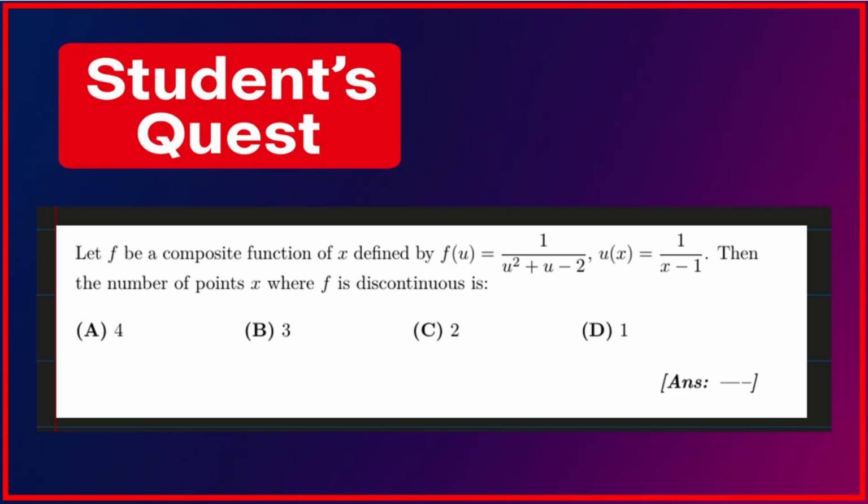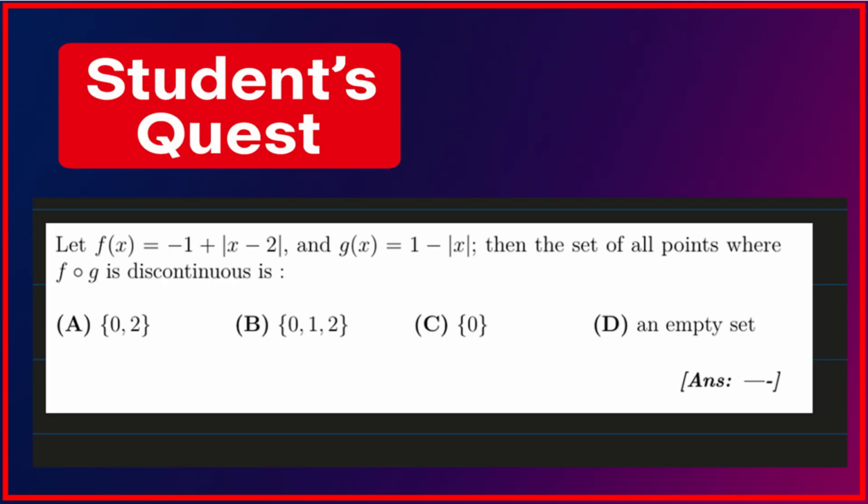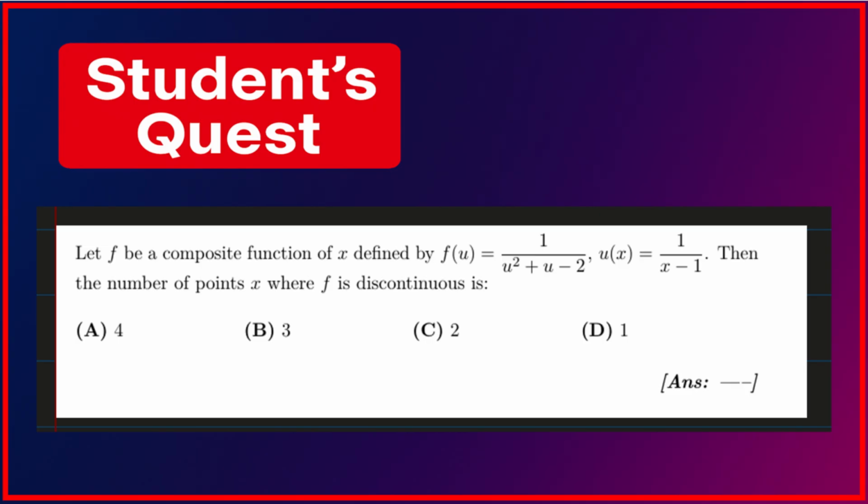So your question was, I believe this is the question you're asking, because this question came in the composite function. There was another question also, and that question is this one, but this has no denominator. So I believe this is not the question you're asking. This is the question we have: let f be a composite function of x defined by f(u) = 1/(u² + u − 2), where u(x) = 1/(x − 1). Then the number of points x where f is discontinuous.